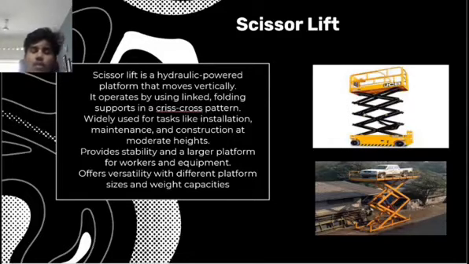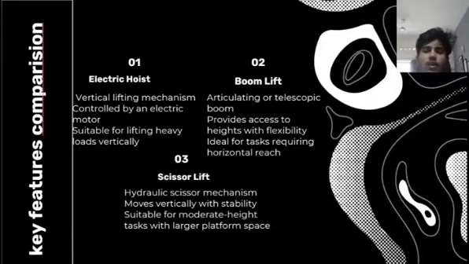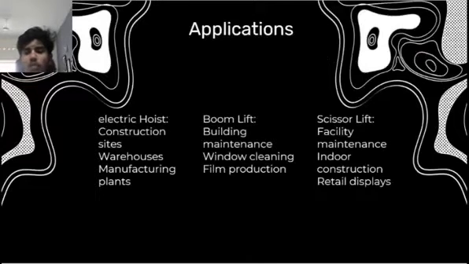Now let's look at the applications. Electric hoists are used in construction sites, warehouses, and manufacturing plants. Boom lifts are used in building maintenance, window cleaning, and in movie productions. Scissor lifts are used in facility maintenance, indoor construction, and retail displays.